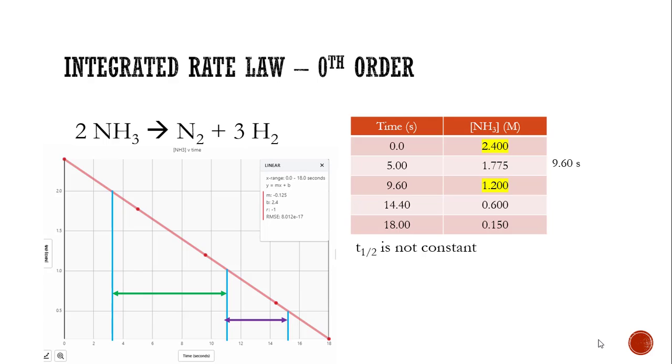You look at the rest of the data, and you see that at 14.40 seconds, you have a concentration of 0.6, which is half of 1.2. The half-life there is 4.80 seconds. The half-life is not constant, and this is consistent with zero order, but it does not prove zero order.